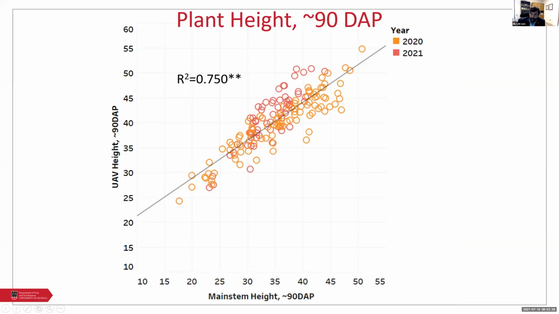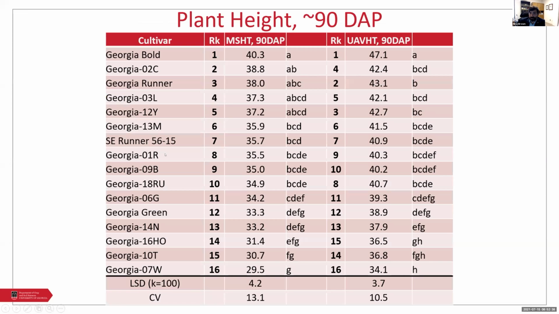When we look at plant height at around 90 days after planting, we see, again, a pretty high R-squared value of 0.75 across 2 years of data. Comparing ranks, we again see a very similar relationship. The ranks agree largely for both methods. We get good mean separations. The CVs are very low. The CV was actually lower for the UAV-based method of measurement. Absolute values do vary by a few or several centimeters for the UAV-based canopy height, but the main takeaway here is that we can tell relative differences between cultivars for plant height.